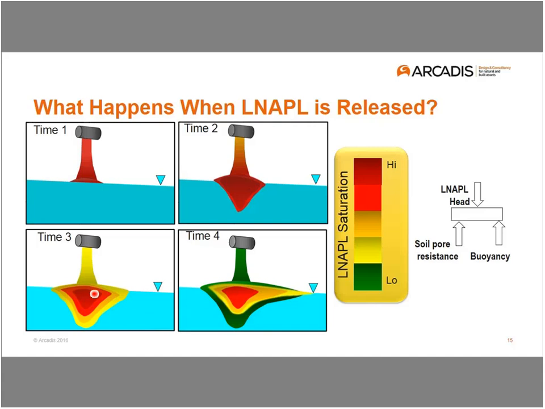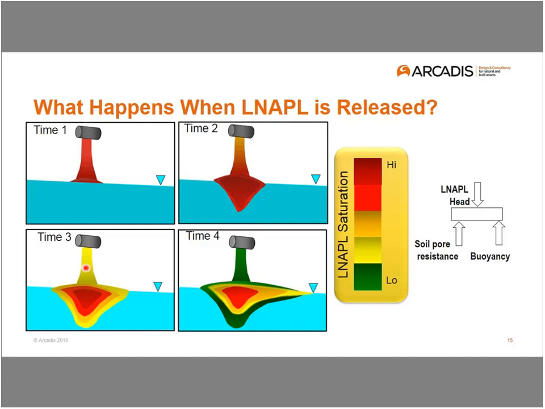At time 3, the spread starts to slow as the LNAPL saturation reduces. So in times 1 and 2, we had very high LNAPL saturation, so there was a lot of LNAPL in the soil pores. As time goes on, and say this release is stopped here, so we're not contributing to the massive LNAPL in the ground anymore, the spread of the LNAPL slows, and the saturation of the LNAPL decreases.